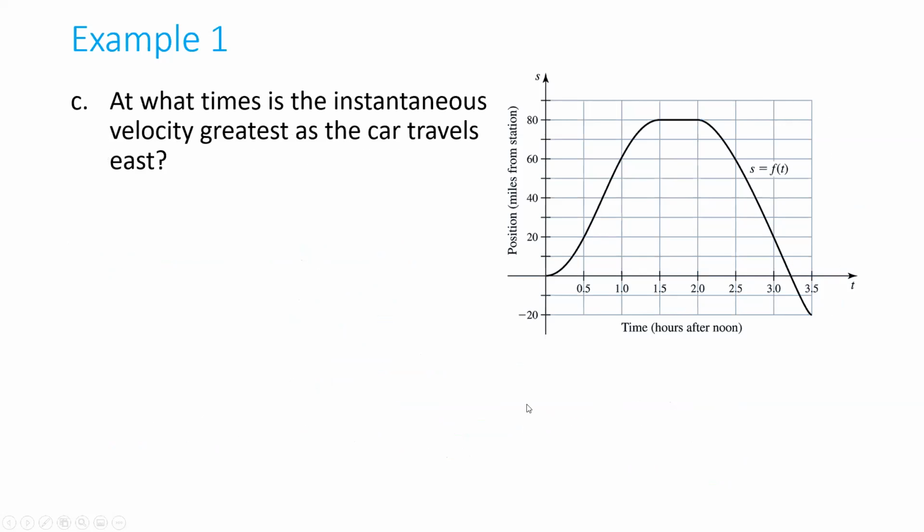And at what times is the instantaneous velocity greatest as the car travels east? Well, how would you describe that? What would I be looking for in the graph to find where the instantaneous velocity is the greatest? The slopes. Good, where the slope is the greatest. Good, right? So remember that the instantaneous velocity refers to the slope of the tangent.